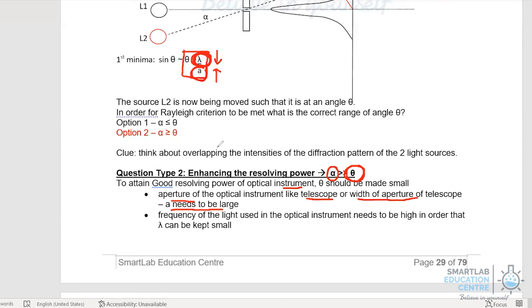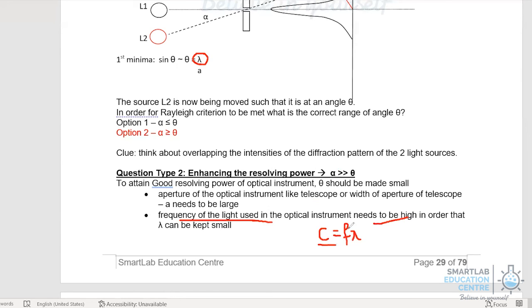Next we want to ensure that lambda is as small as possible. If you want lambda to be small, you want the frequency of the light used in the optical instrument to be as high as possible, since c is equal to f lambda, and c is 3 times 10 to the power 8 meters per second, which means that c is a constant. So if the frequency of the light source is very high, then your wavelength is very small. In turn, it will ensure that the angle theta, which is the minimum angular separation, is as small as possible.